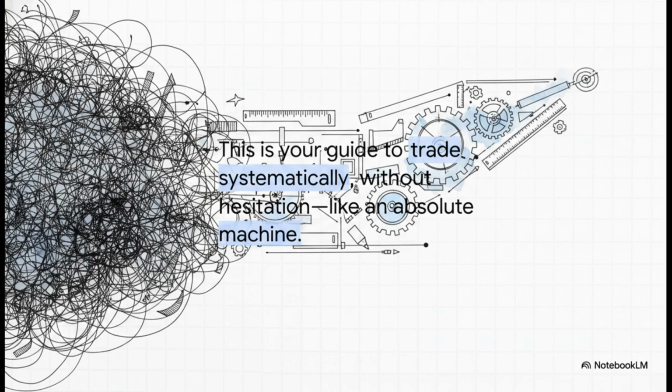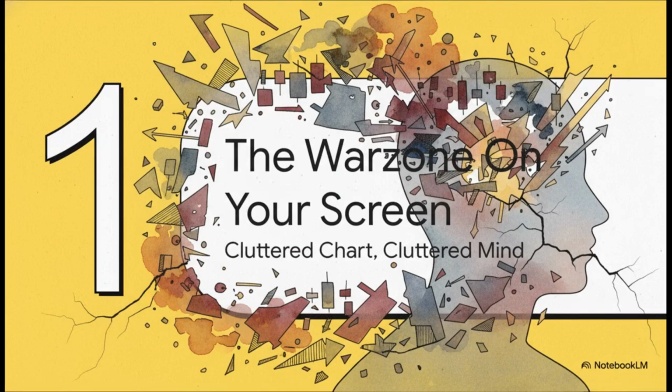By the time we're done, you'll have a simple, repeatable process that lets you trade systematically without all the emotion and second guessing. You're going to trade it like a machine. So first things first, let's properly diagnose the problem. That war zone on your screen isn't just ugly to look at, it directly leads to a cluttered mind. And you know what a cluttered mind leads to? Terrible, emotional, disastrous trading decisions.